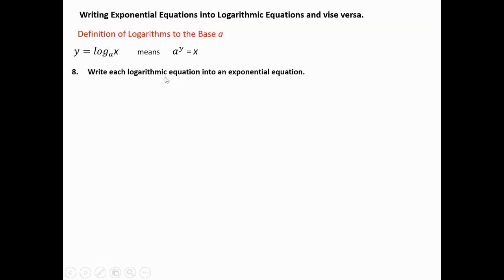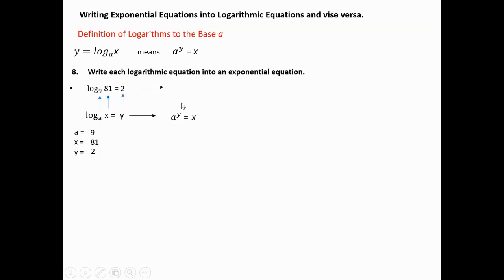Okay, so number 8, write each logarithmic equation as an exponential equation. You have log base 9 of 81 equals 2. So we have to know what the x is, what the y is, and what the a is, right? My a is 9. My x is 81. My y is going to be 2.